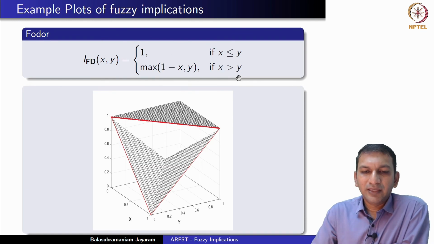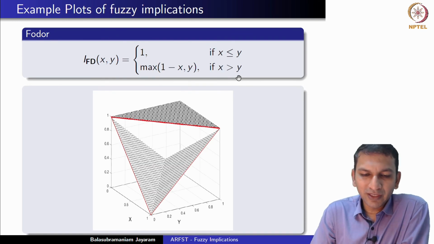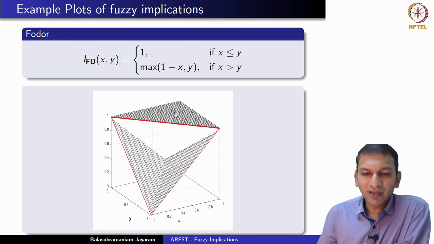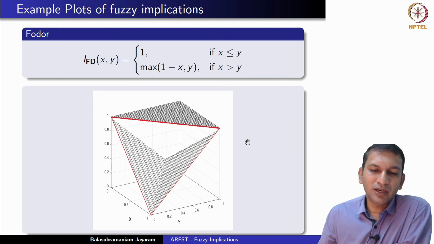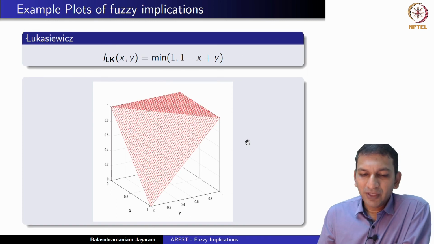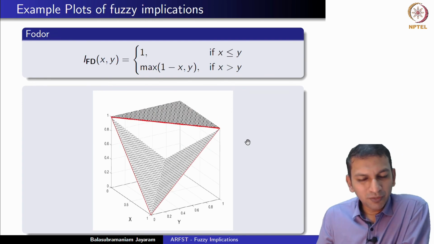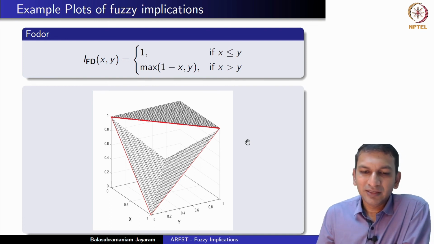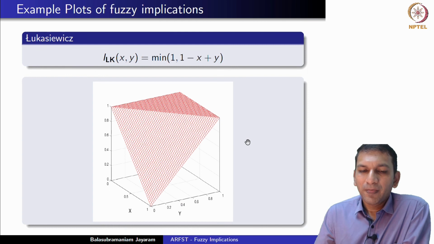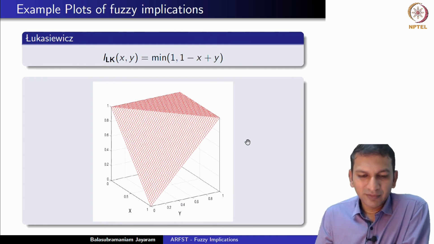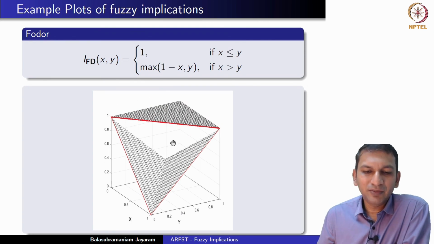Now, this is what we call the Fodor implication, where you have 1 above the diagonal. Essentially, x is equal to y is the diagonal. So above the diagonal, you have 1. And below the diagonal, to the right of the diagonal, this is how the graph looks. From here, in some sense, a continuous completion you could think of would give you the Lukasiewicz implication, but not necessarily in the same way, just in terms of taking a visual cue.